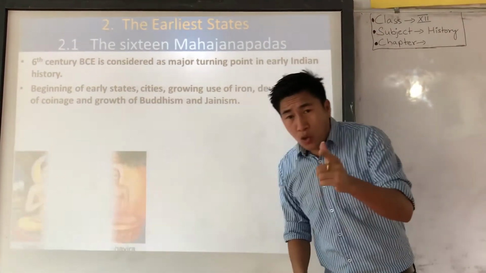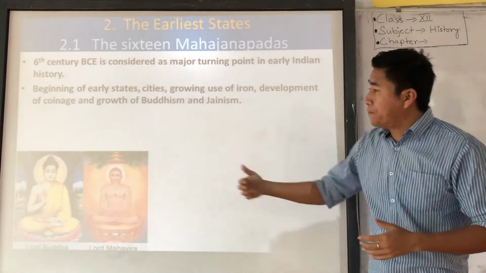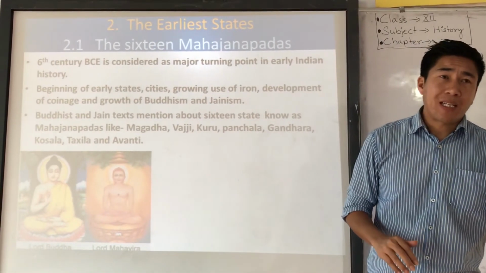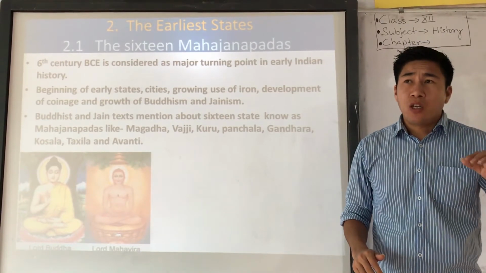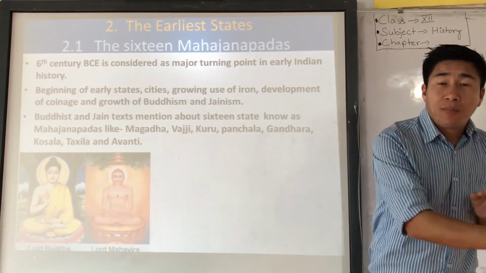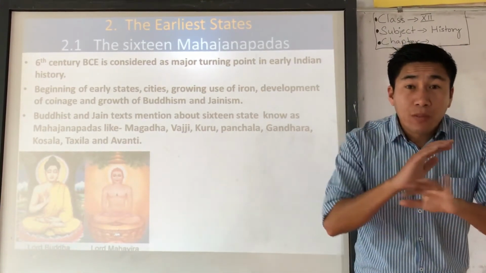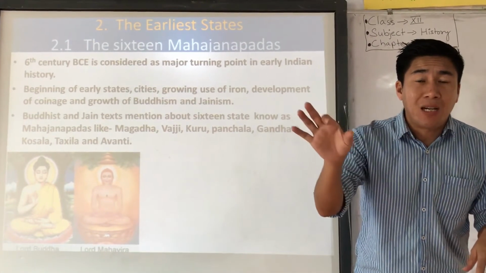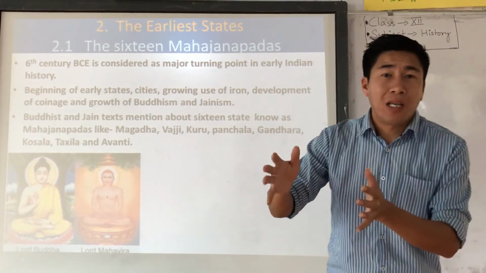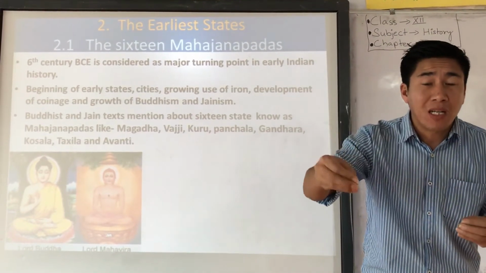Now, as I told you before, Buddhist and Jain texts mention 16 Mahajanapadas. Buddhist texts, like the Vinaya Pitaka, Sutta Pitaka, and Abhidhamma Pitaka, mention 16 Mahajanapadas. And the Jain text of Mahavira, we call it the Bhagavati Sutra. I'm not talking about the Bhagavad Gita of Krishna and Arjuna. I'm telling you about the Bhagavati Sutra in the Jain text, which mentions 16 Mahajanapadas.